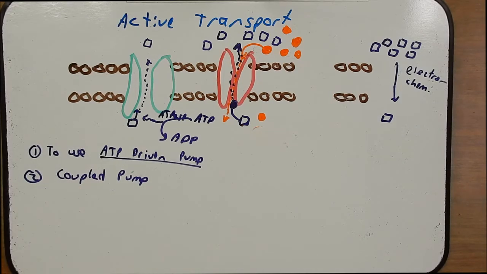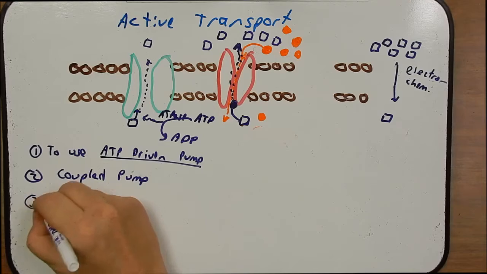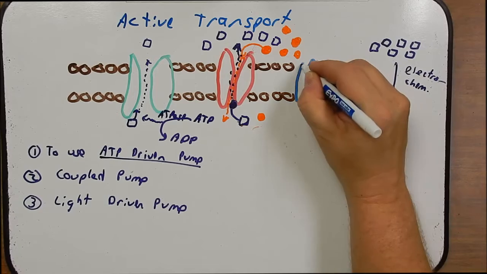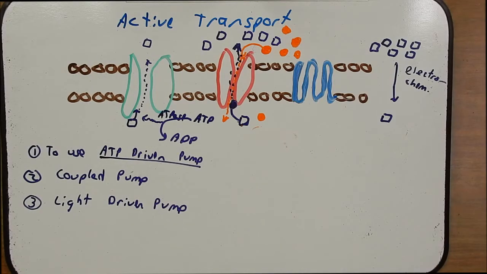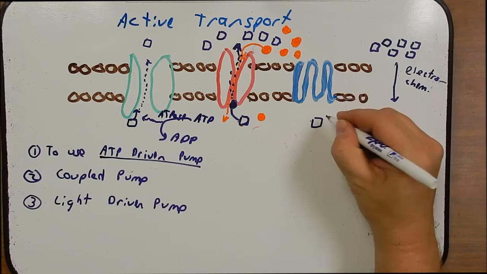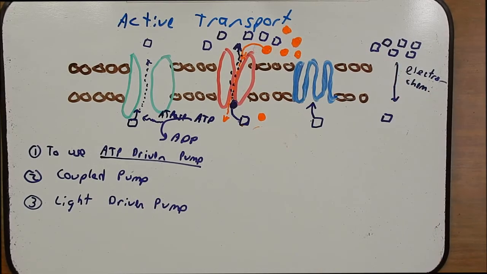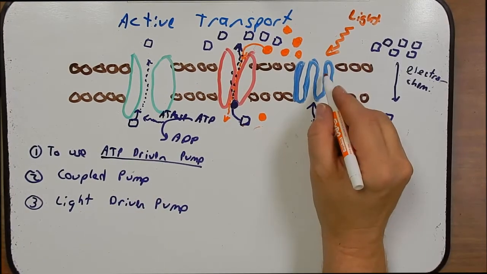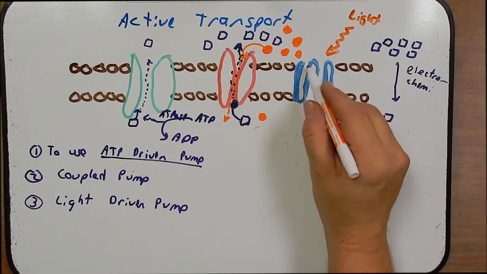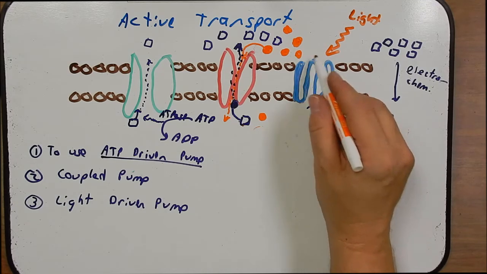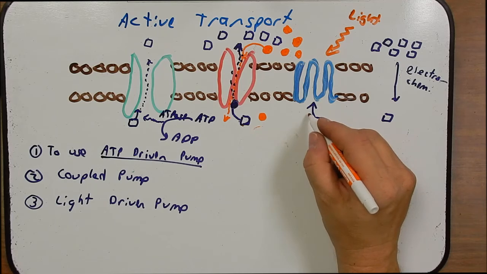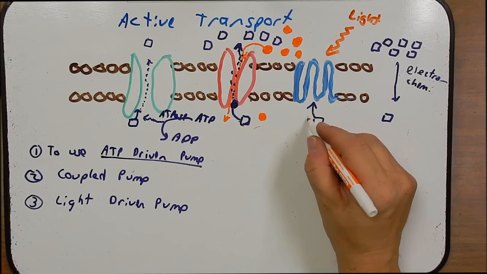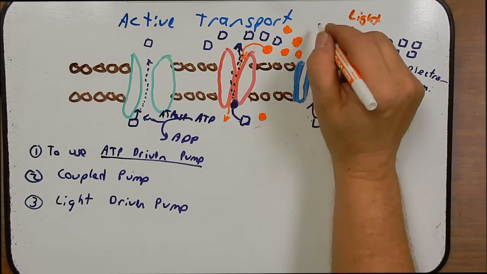This last one is called a light driven pump. For this one, we may have a large multipass protein, and you're trying to get our good old purple solute across here. But it requires energy, and it receives this energy from the sun. The sun provides the energy for this transport protein to change conformations and move this lower concentrated purple square across the membrane.